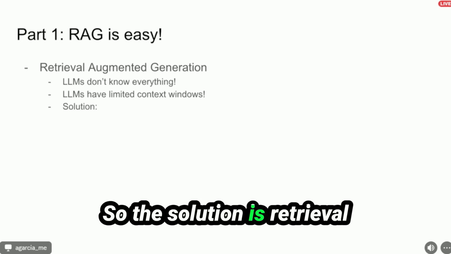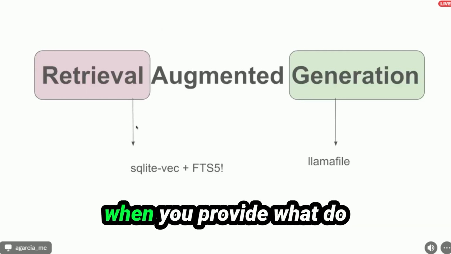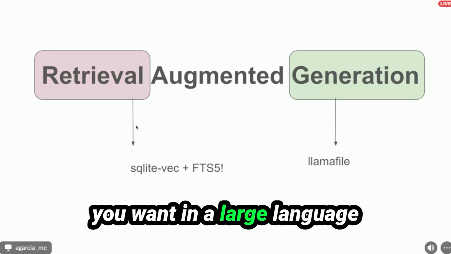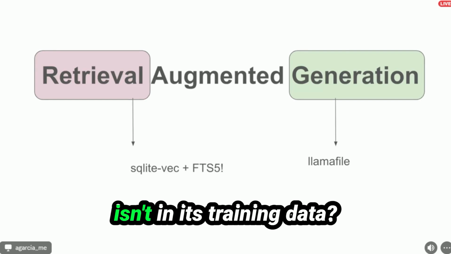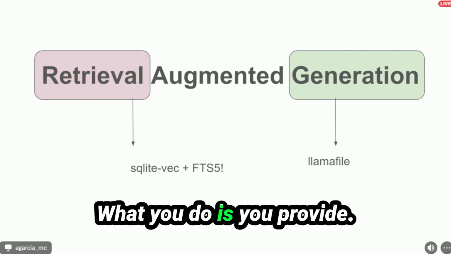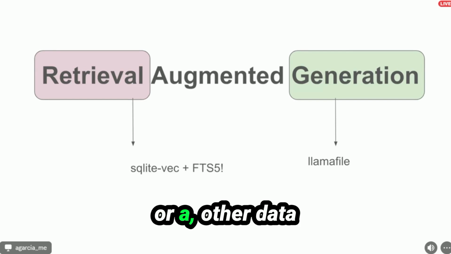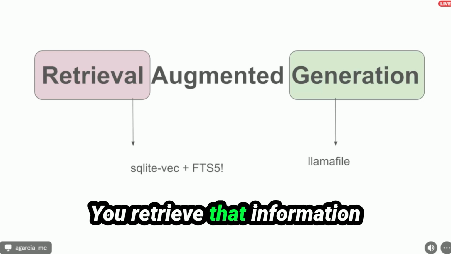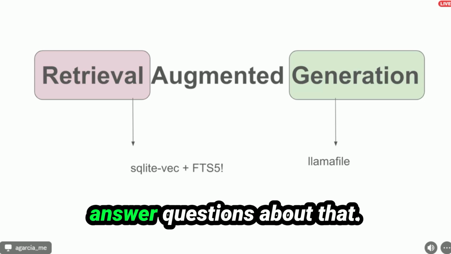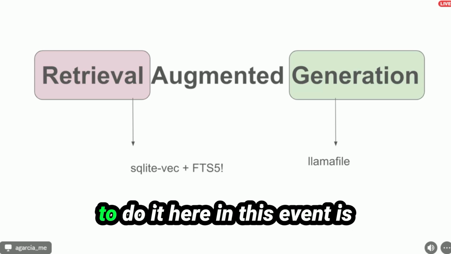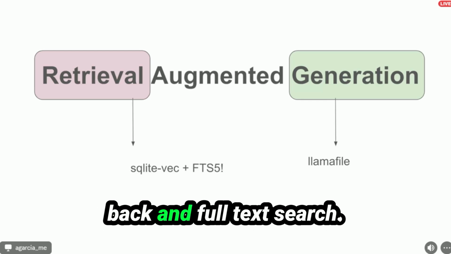So the solution is Retrieval Augmented Generation, all right? So it is a technique where when you want a large language model to answer questions about a private data set or about a data set that isn't in its training data, what you do is you retrieve information based off of a database or another data source that you have. You retrieve that information and you give it to a generative model to answer questions about that. And the way that we're going to do it here in this event is for the retrieval part, we're going to be using SQLite-vec and full text search.